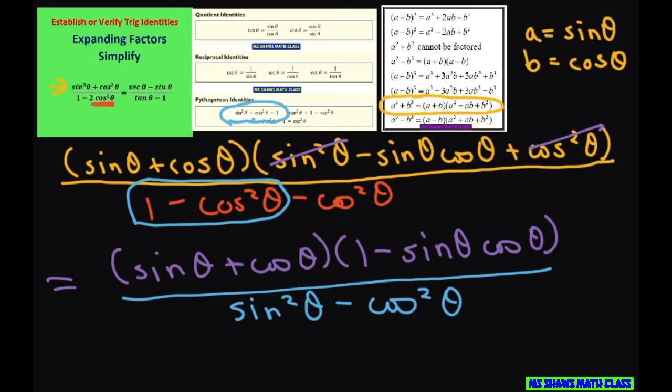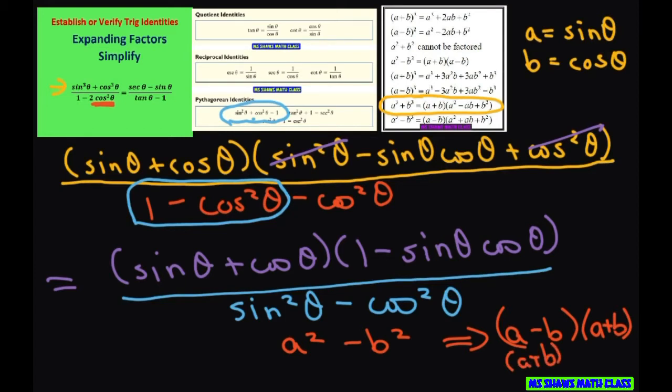Now what I'm going to do on the next slide is expand this. This is a squared minus b squared, and I'm going to expand it as a minus b times a plus b, or switch it around. I could do a plus b, a minus b, but I'm going to do that in the next slide. All right, so we'll do that.